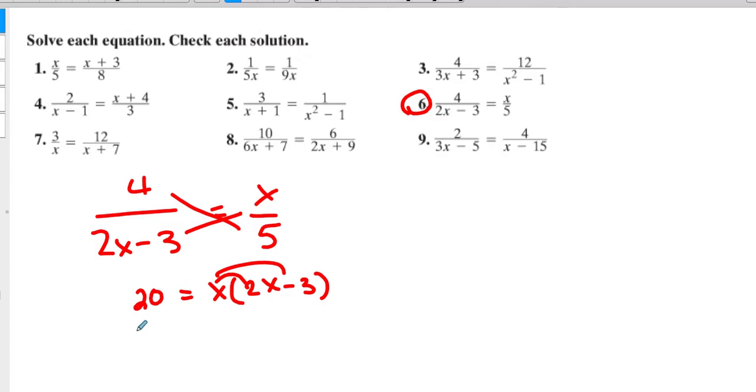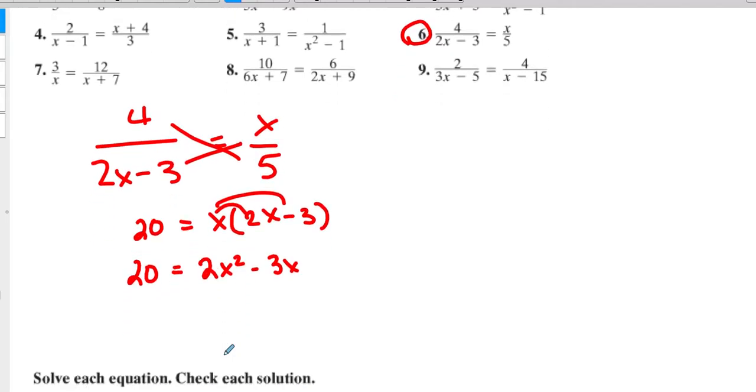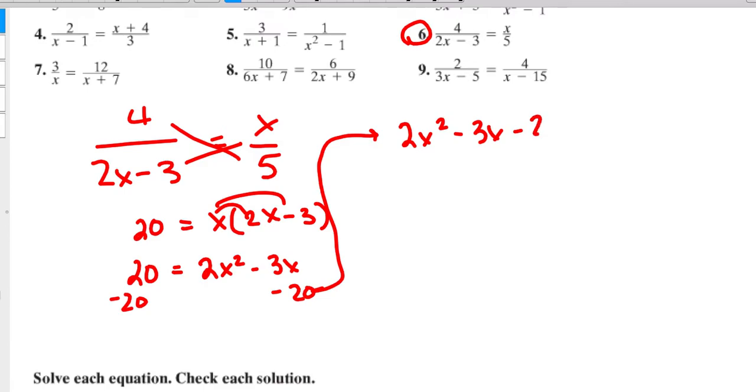So then we have 20 equals 2x squared minus 3x. All right, now I want to keep this term with the x squared positive, so I am going to rewrite this by subtracting 20 from both sides. And I'm going to put that right here. So then you have 2x squared minus 3x minus 20 equals 0.